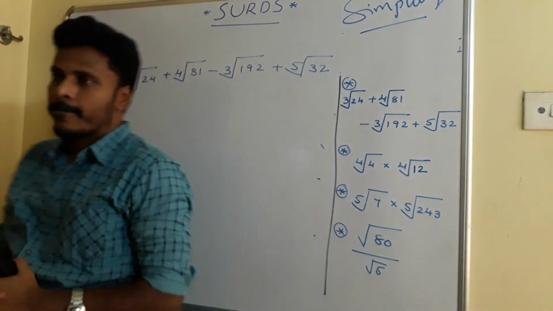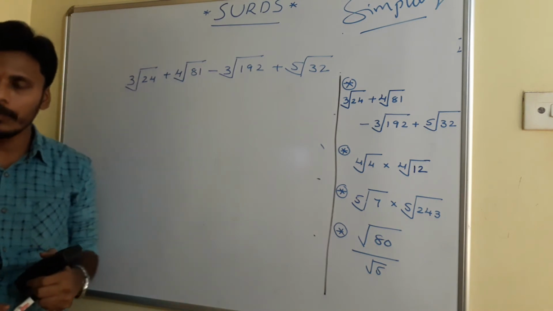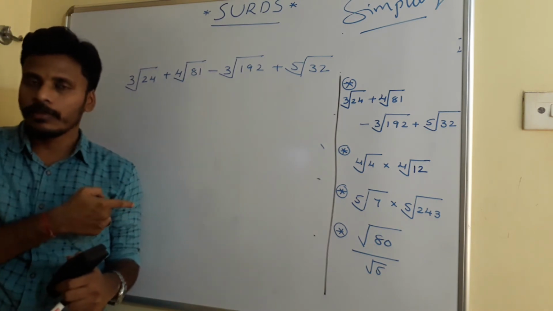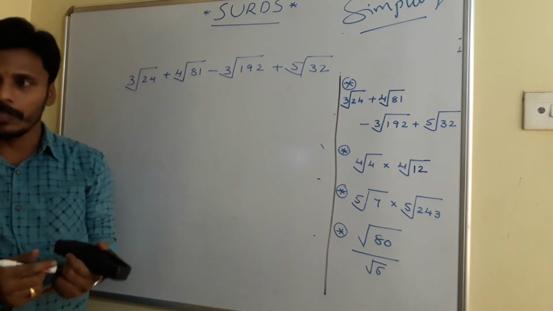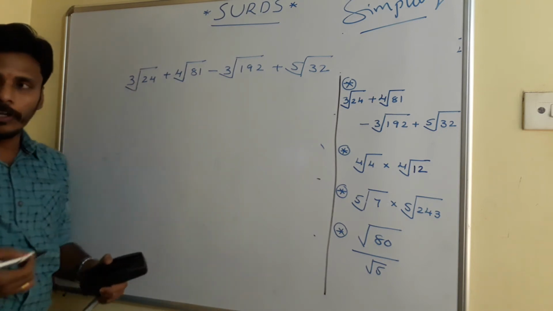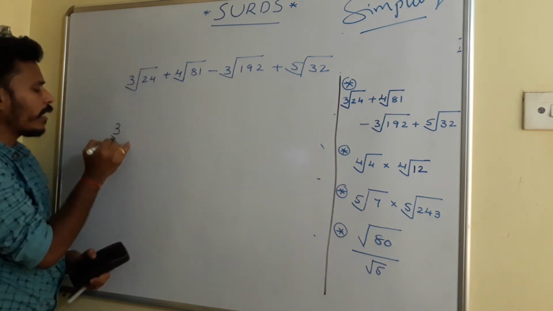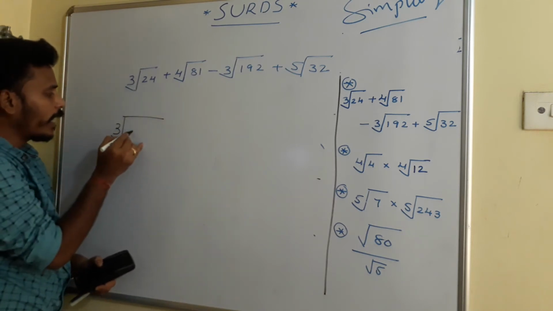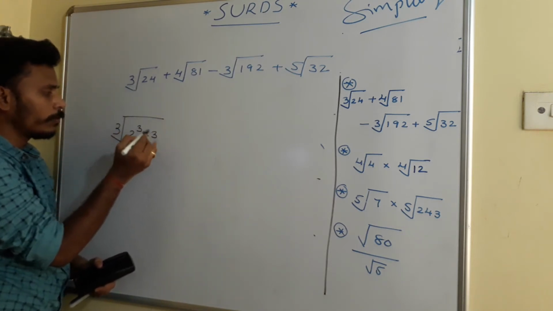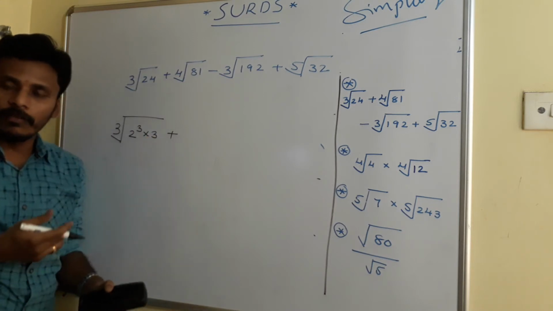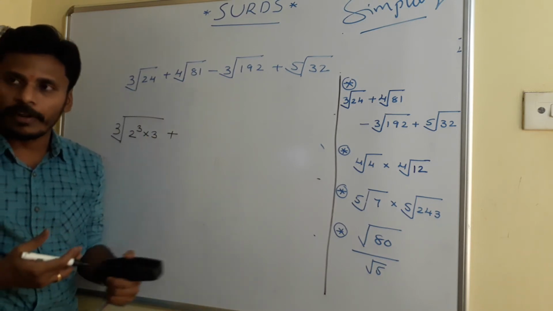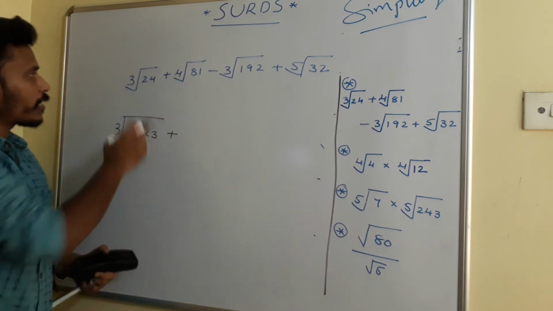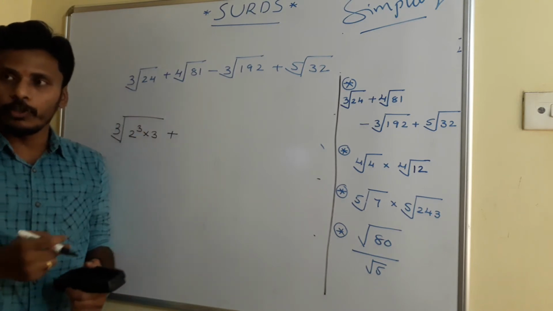I think many of you tried it and I am going to discuss it and then you just check with your answer. See, this is cube root of 24. Now I am writing this 24 as 8 3s is 24. 8 is nothing but 2 cube into 3. Again, we take the support of prime factorization. On prime factorization, this 24 can be written as 2 cube into 3.